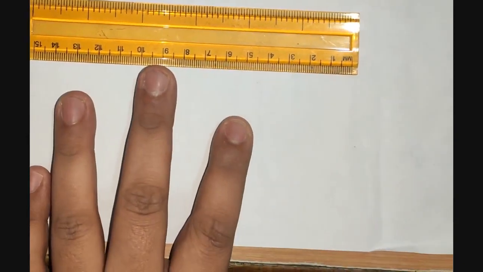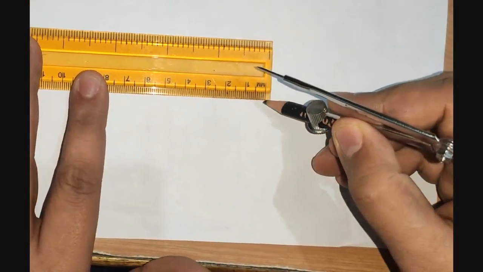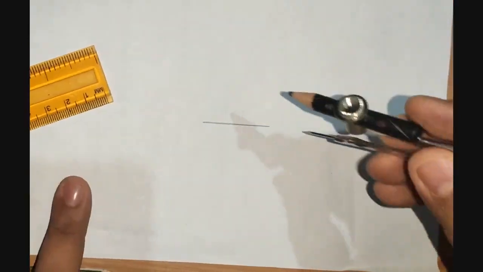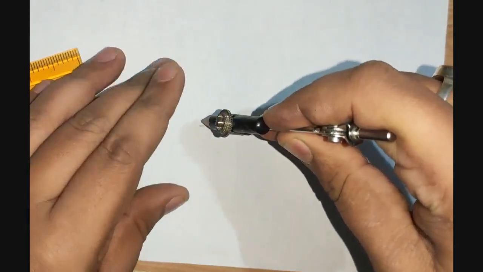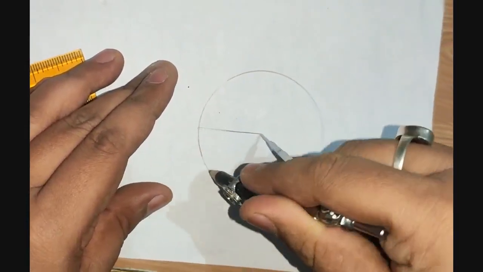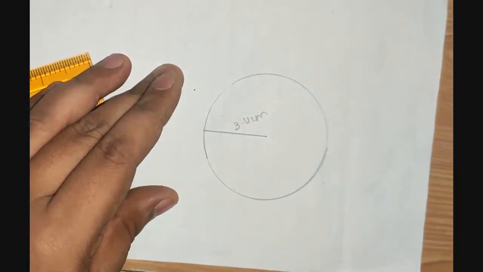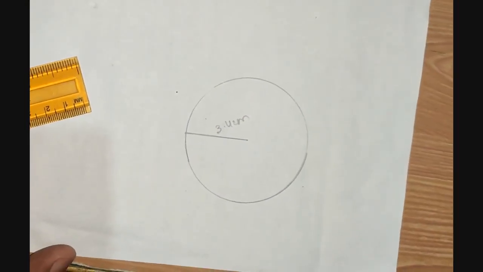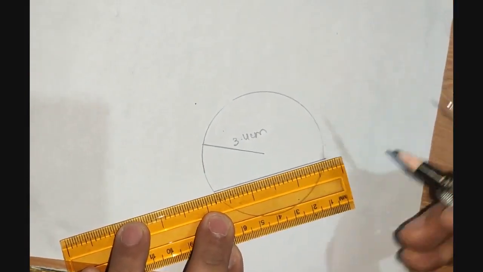Now first of all, draw a line 3.4 centimeter long. 3.4. After that we will draw a circle of 3.4. Then it is given that we draw a chord AB. So we can draw any chord. Now here we are drawing, this is AB.